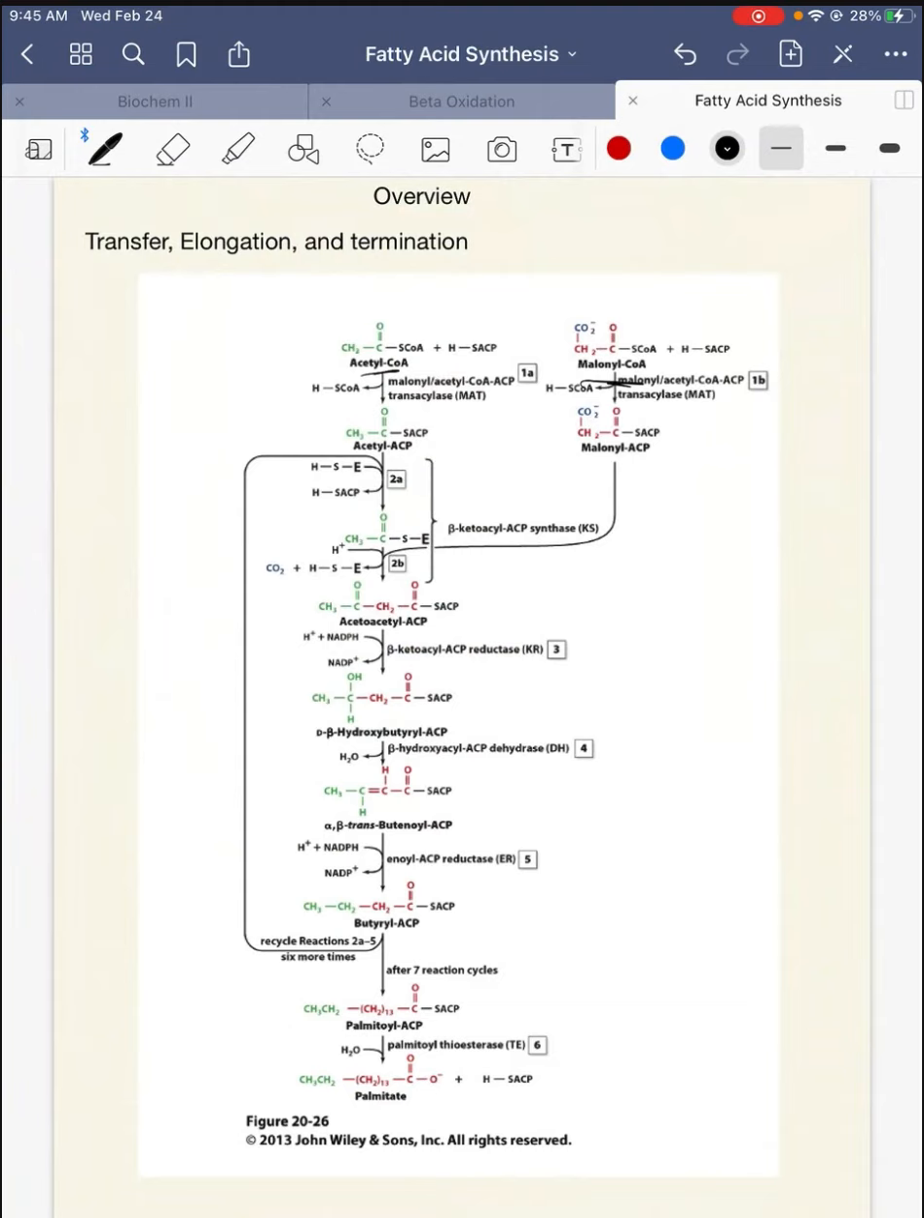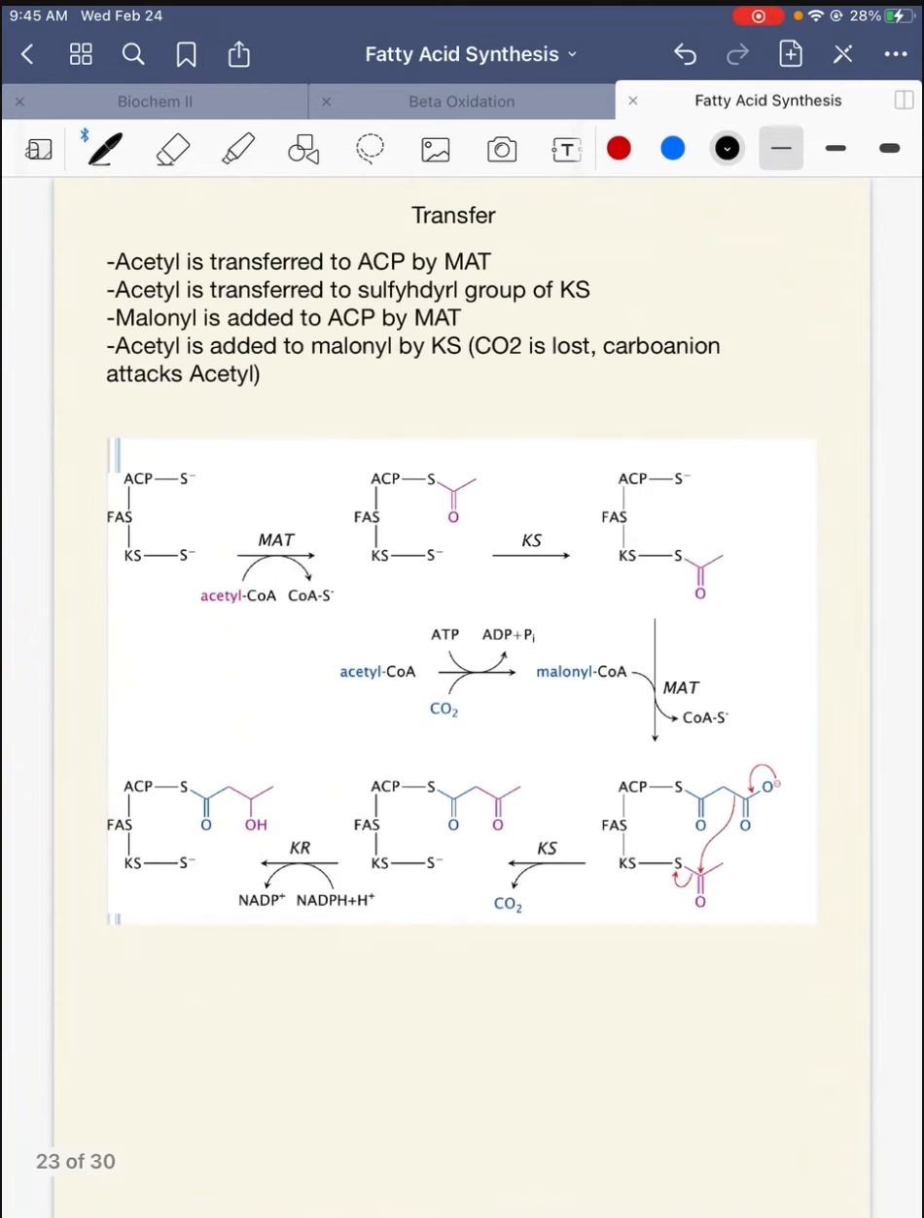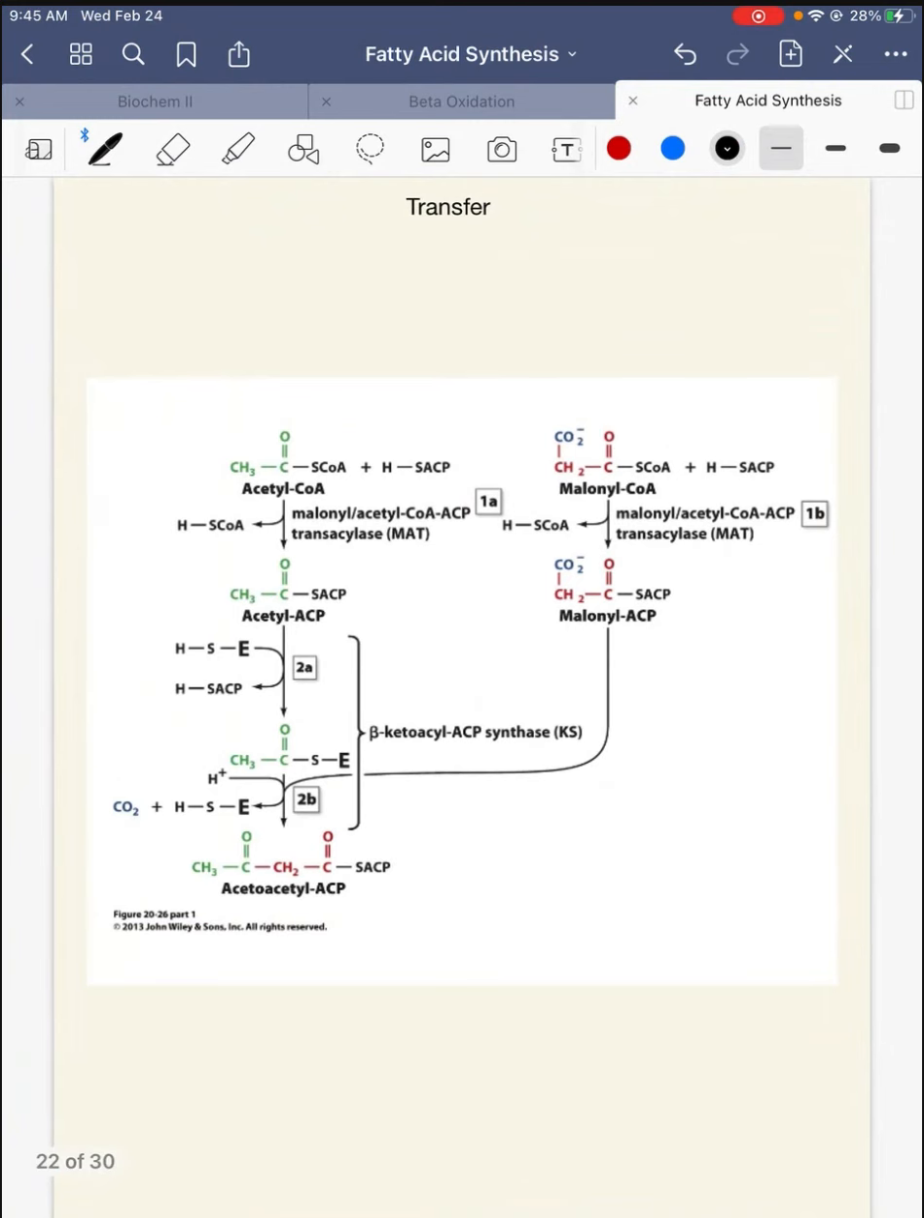We'll divide it into 3 stages. So we'll have the transfer stage, and then we'll have an elongation stage. So basically, we'll just repeat what we did in the transfer stages, and then we elongate the fatty acid more, and then we'll have a termination stage, and that will release our palmitate, or whatever fatty acid we're trying to make. Okay, so let's look at the transfer stage briefly. I don't like this view, so I'll talk about a better one, but let's look briefly over this.